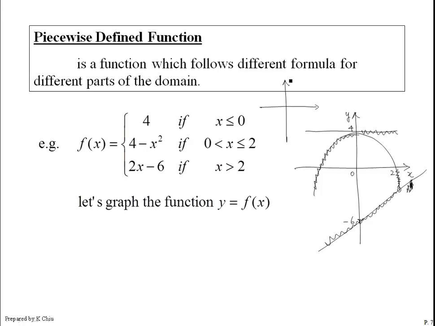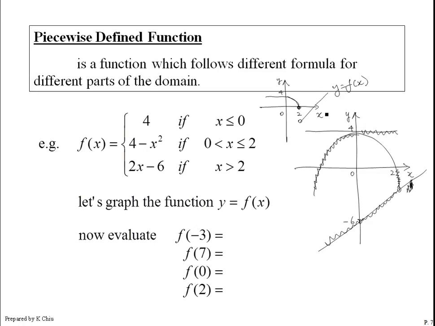Y equals 4. We only want when it is like this. And then after that, we follow a parabola, so go down like this, all the way to here. And then when x is bigger than 2, we will follow another piece going this way. And all these things together is y equals f of x. And that is how that particular piecewise defined function looks.